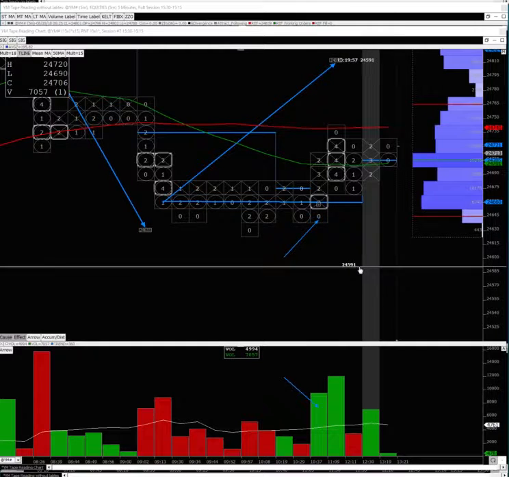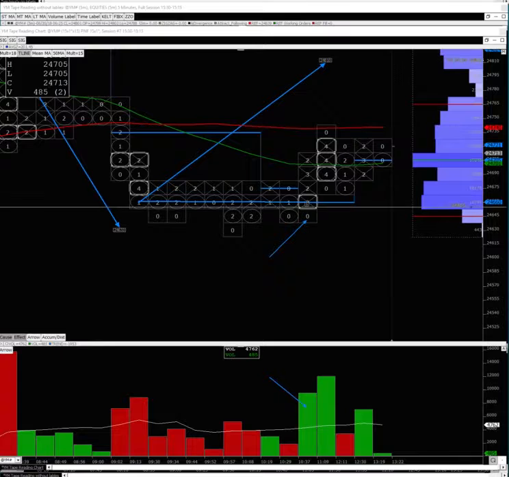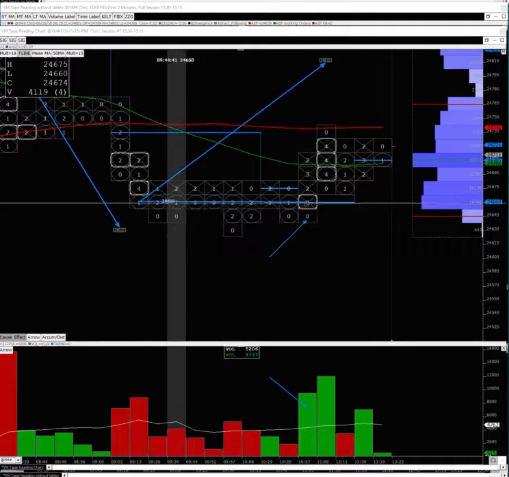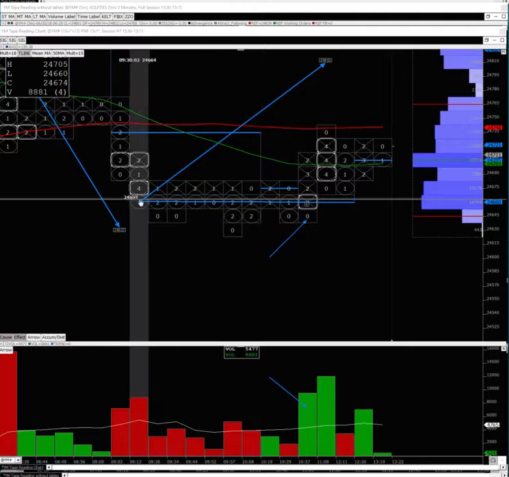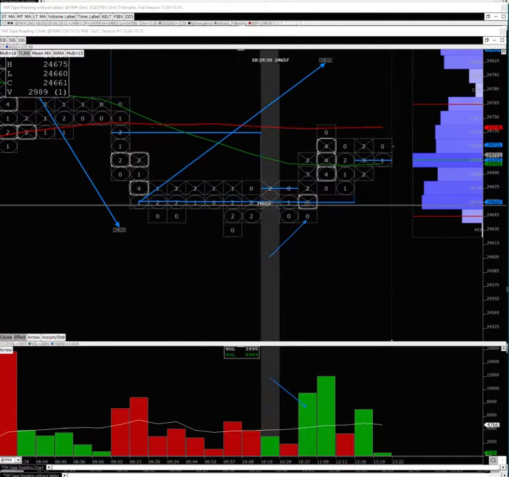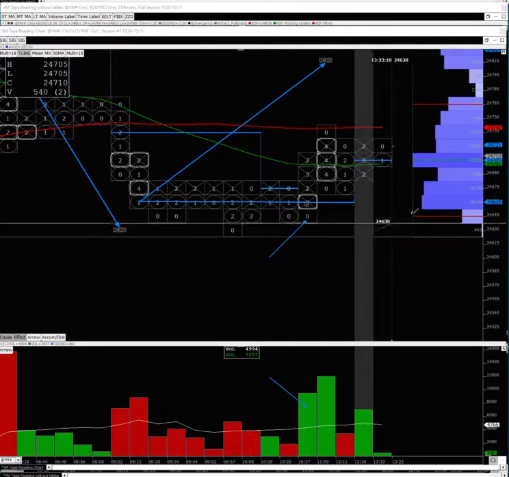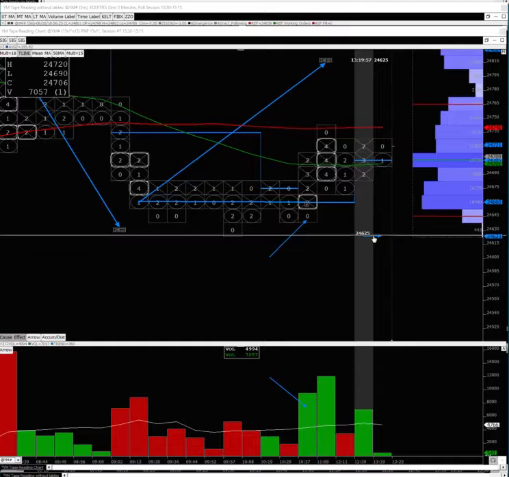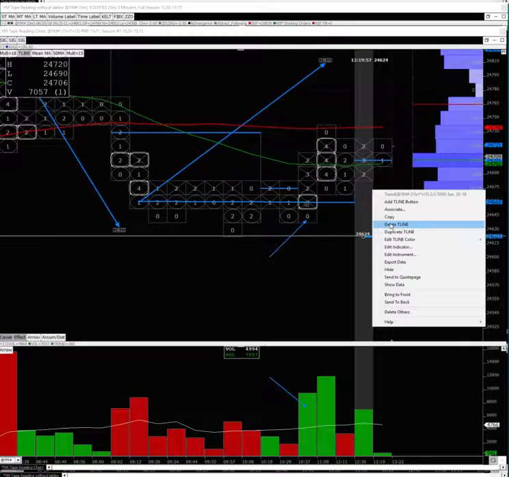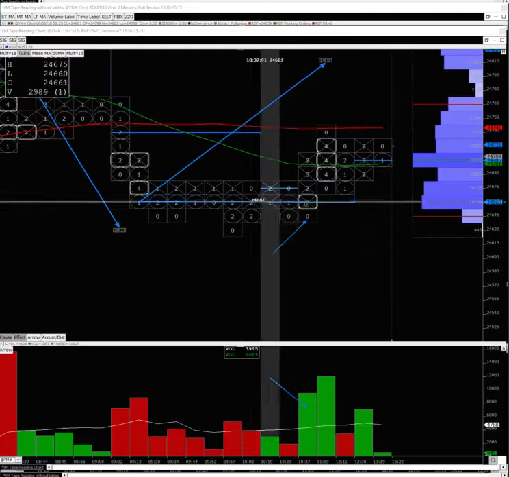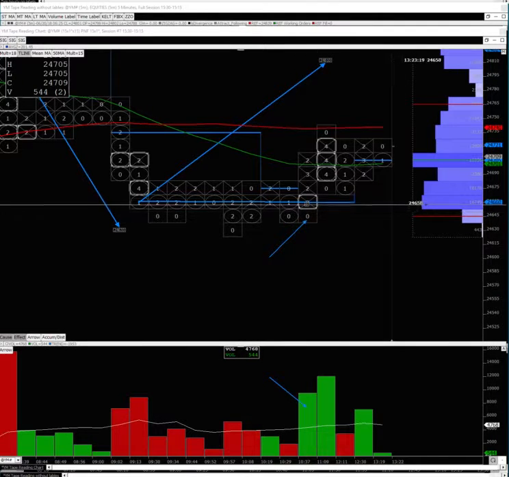Another way to detect this accumulation was right here, where 16,749 contracts traded within these levels right here. I can't really put an arrow there, but this level had 16,749, and above it 16,178. But this level was very, very pronounced.